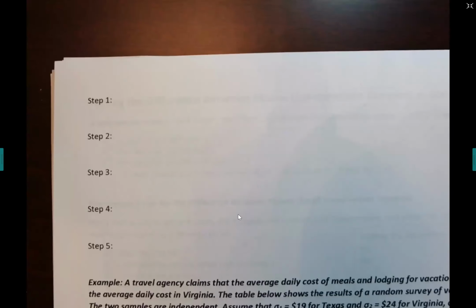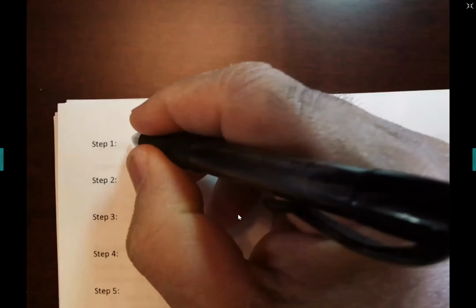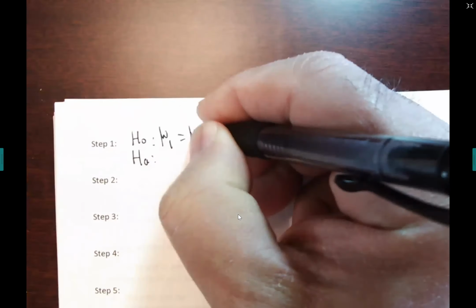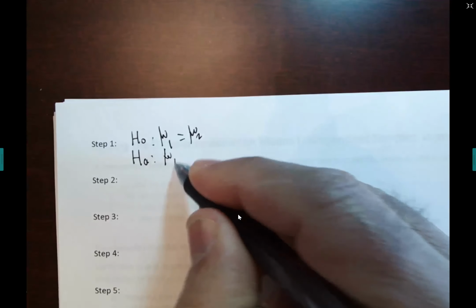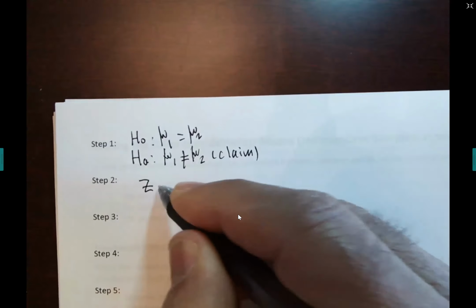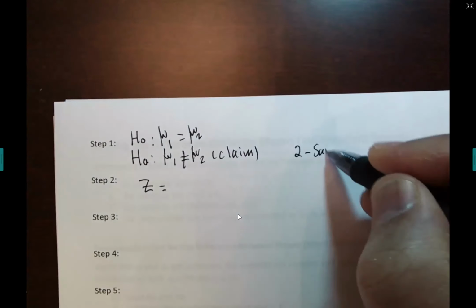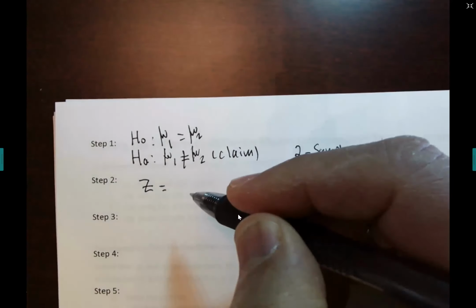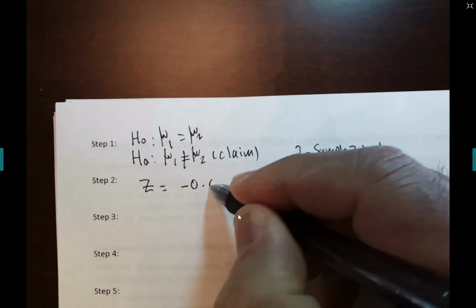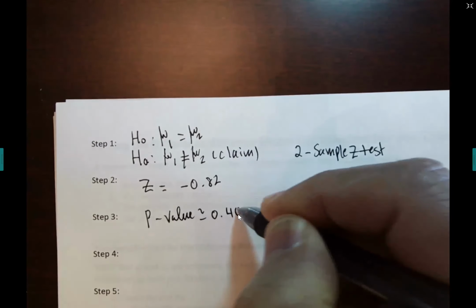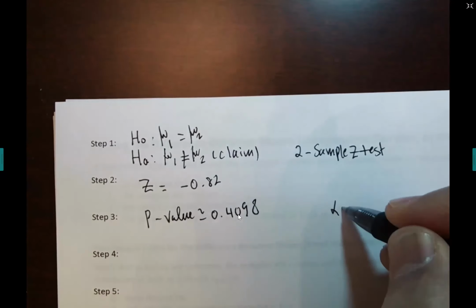Here we go. We go to the next page and we do the steps one more time. So I'm going to write down H0 and Ha. Mu1 equals mu2. And here mu1 not equal to mu2. And this is the claim. Z, okay, we used two-sample Z test. I'll write it down here. And Z is negative 0.82. The p-value is 0.4098. And I think alpha was 0.05.